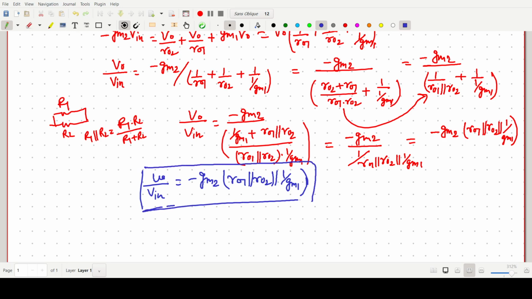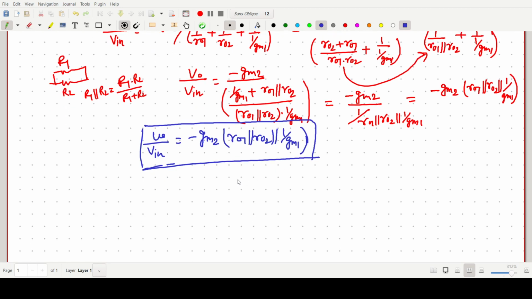Okay, so this one is a GATE 2021 question. It is a multiple choice question, so I forgot to write the options. The options given are: first, minus Gm2 R naught 1 parallel with R naught 2. The second option is minus Gm2 R naught 2 parallel with 1 by Gm1.